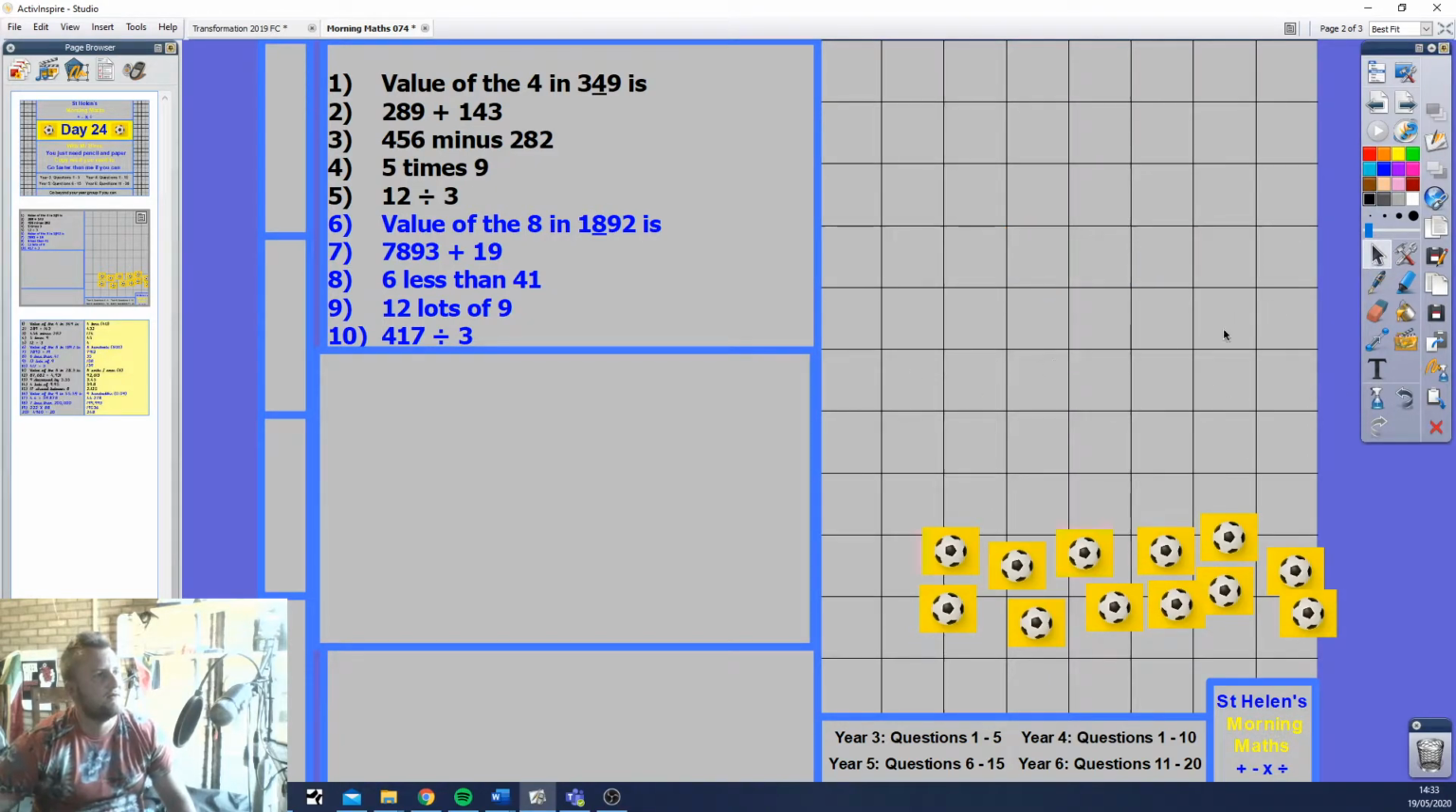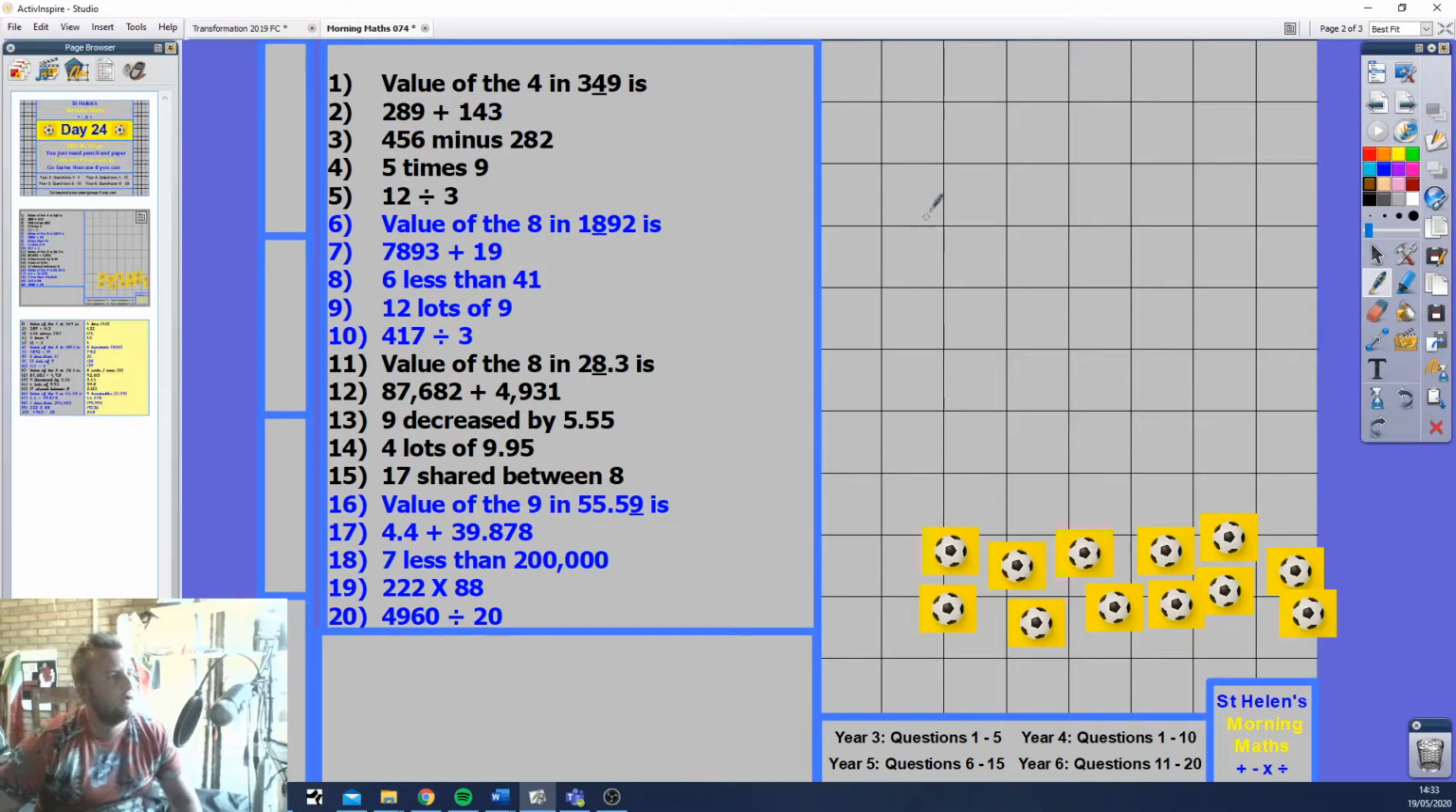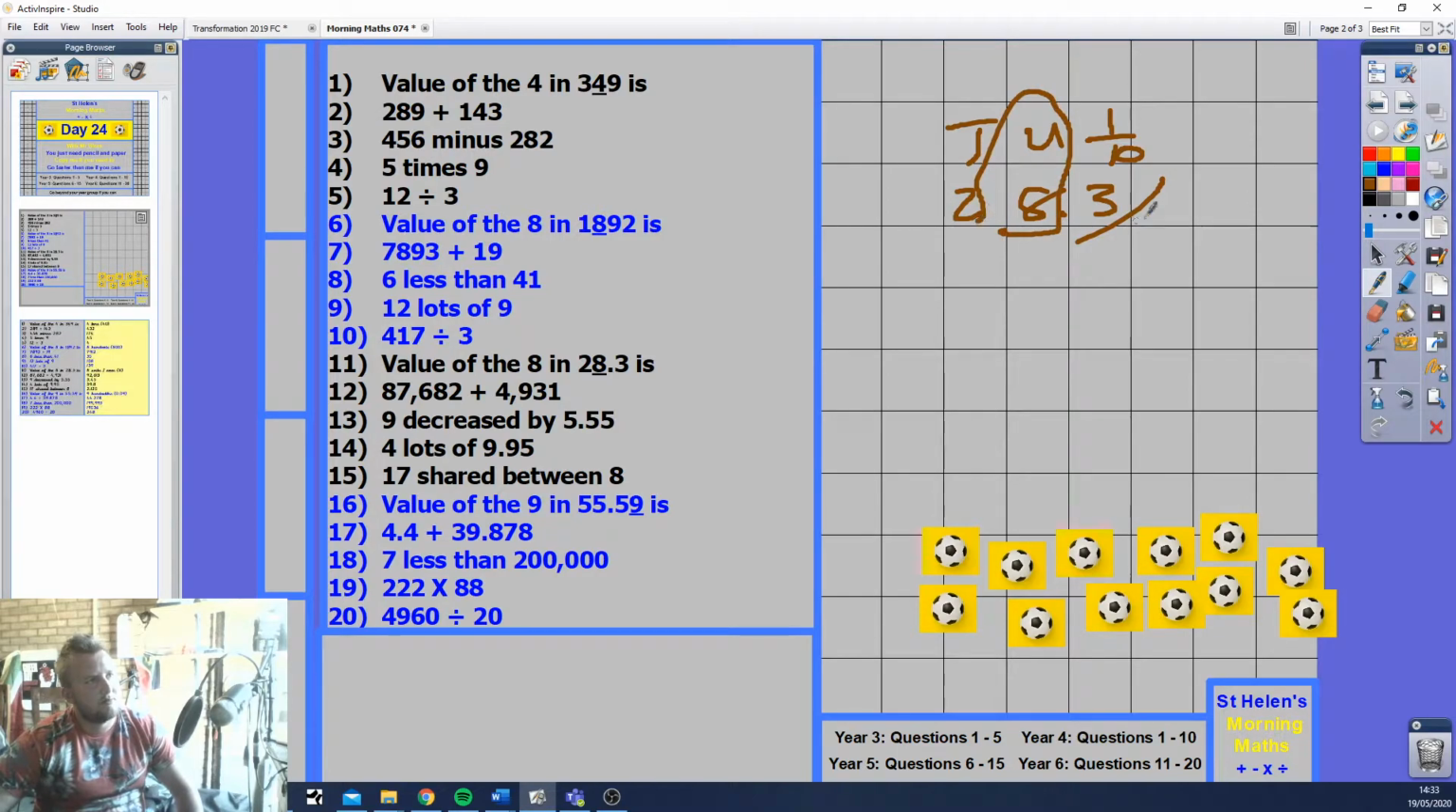Move on to the year 5 questions at the moment. The 8 in 28.3. So, this is very simple. The 8 is a unit, a unit value. Don't have to worry about any of that stuff over there, but you can put a 10th in, and you can put a 10 in there. But that's pretty much as simple as that.